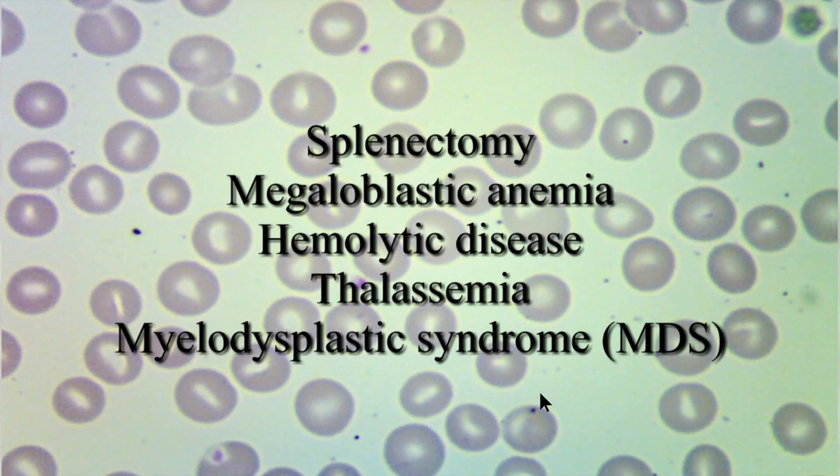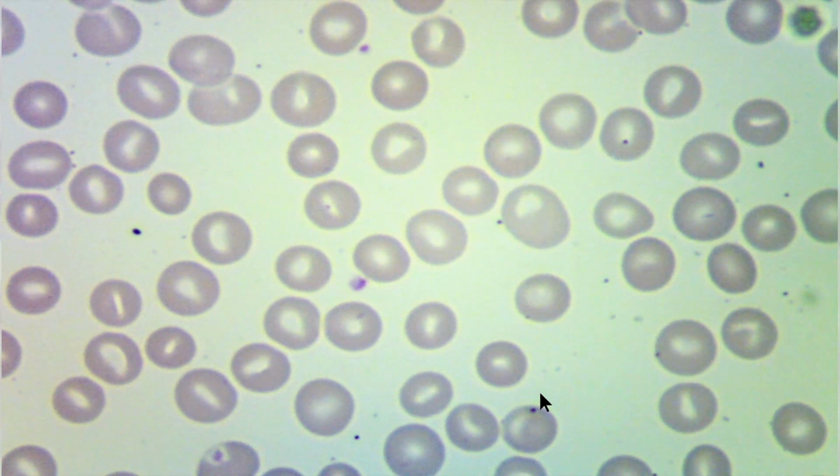This person did not have a spleen, but you also can see Howell-Jolly bodies in megaloblastic anemia, in hemolytic disease, in thalassemia, even in myelodysplastic syndrome. However, in this case, I suspect that because there are too many of them, this is due to splenectomy.